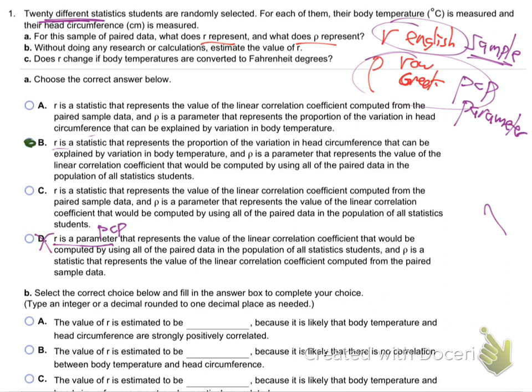What's wrong with A? What's wrong with C? And rho is a parameter that represents the value of linear correlation that would be computed by using all the paired data in the population of all. They all sound good. I'm sorry, guys. All right, so much for B. The answer is C. What's wrong with B then? Oh, R is the statistic that represents the proportion. It's not the proportion. So that's kind of dumb. And rho is the parameter that represents the proportion. No, okay. I didn't notice those.